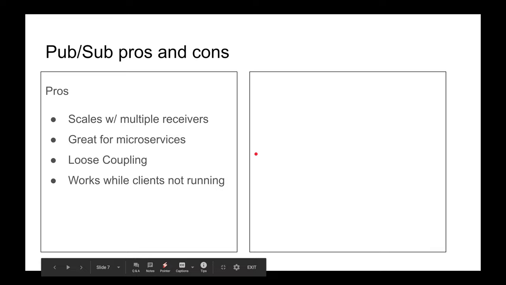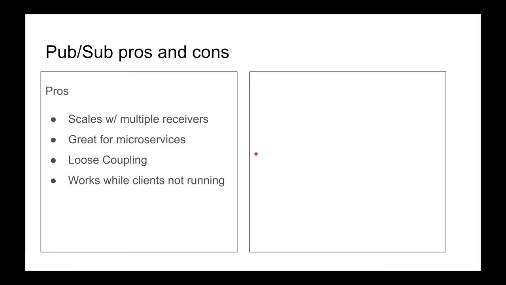Works while the client's not running. If we go back to the example and look at the notification service, if any of these services are offline, we don't really care. The moment they come back online, they will subscribe and say, hey, we have a new message. We have a new topic. Let's consume it. That's okay because the message is already stored in the queue, in the topic, in the channel. But that also means there are problems. Let's talk about the problems.